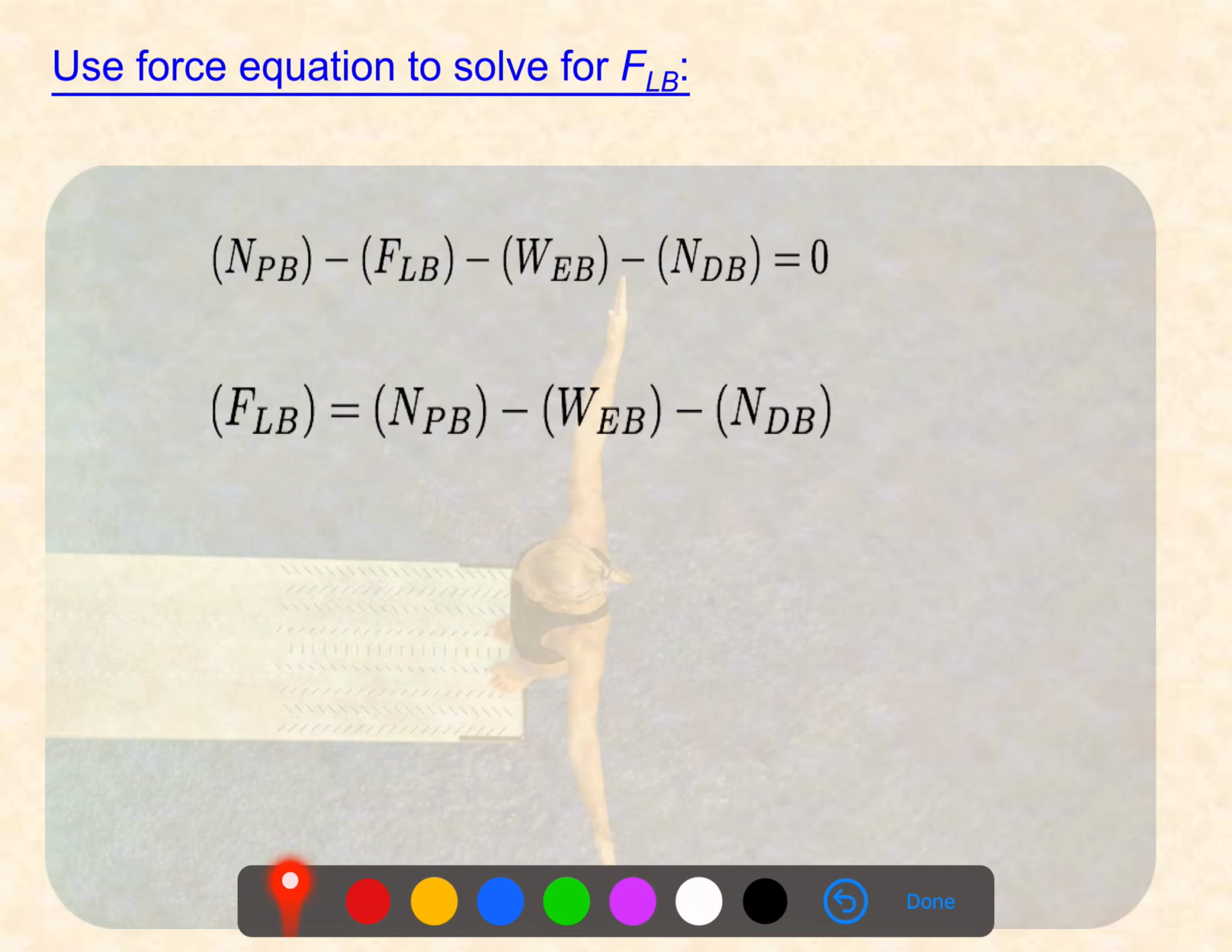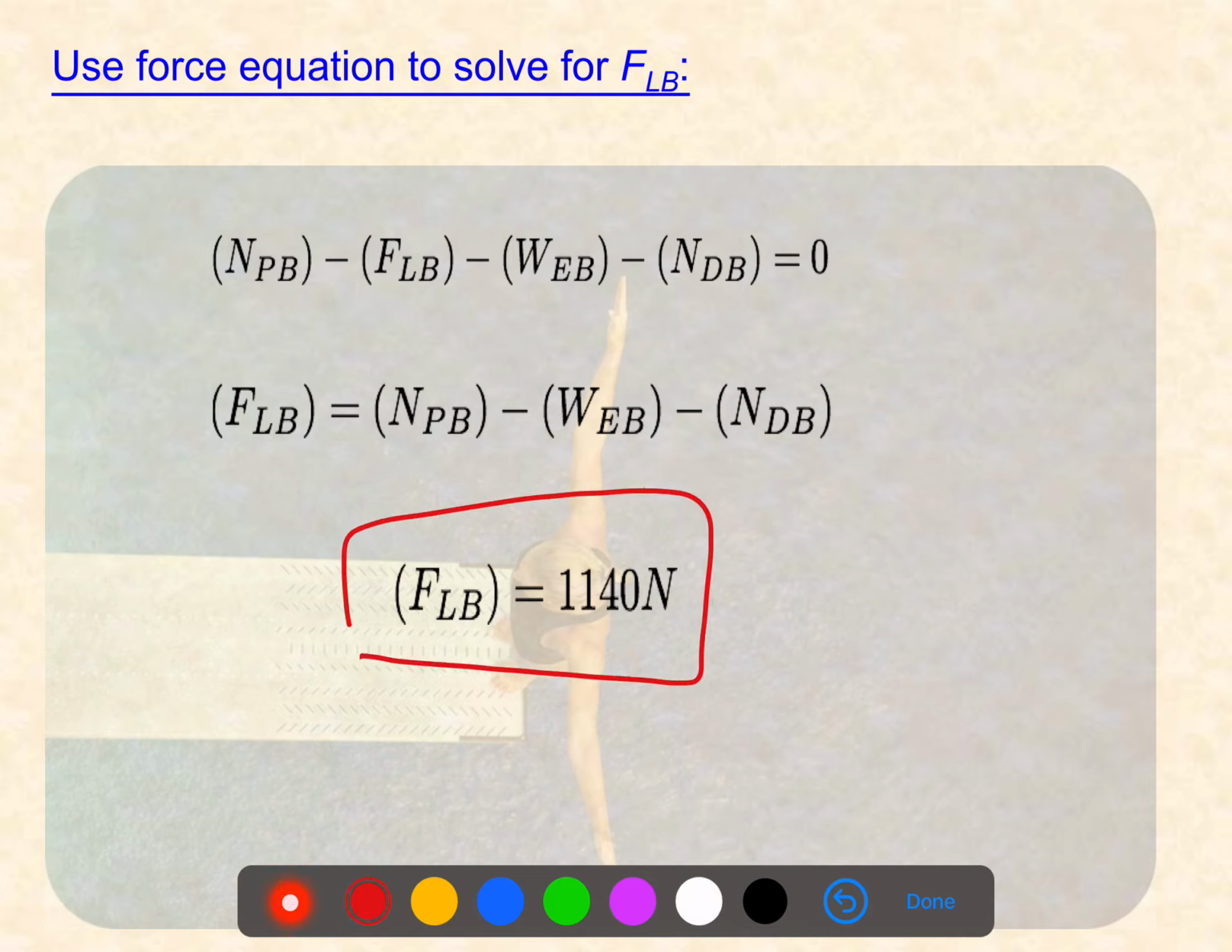So if I simplify this equation, solving for that force of the bolts, then I can plug in the normal force that I found earlier in the previous slide, along with the weight that I've been given based on the mass and the normal force of the diver on the board as well, and I will be able to come up with a value of 1,140 newtons.